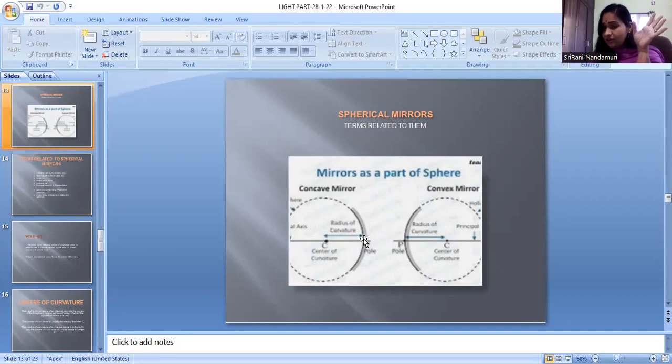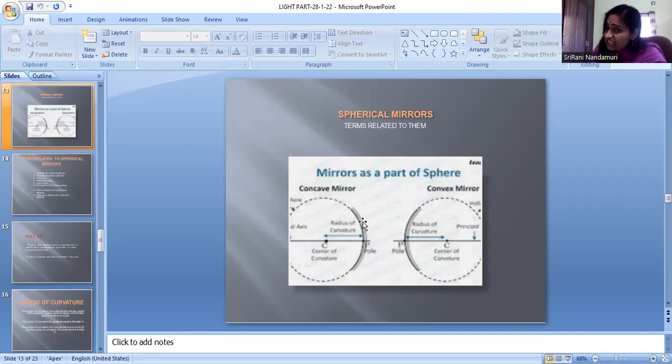Okay. You got to know what a pole is. The second one is the center of curvature. What is the center of curvature? We have discussed that the center of the reflecting surface is the pole, whether it is the convex mirror or the concave mirror. This is the center part which is considered the pole. Now we have to consider what the center of curvature is.